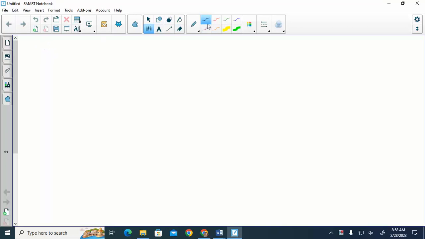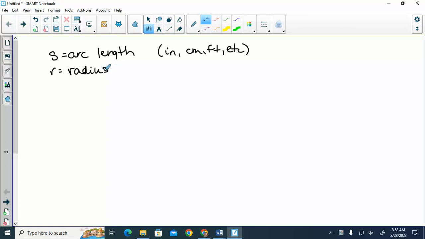So what is S? S is the arc length. Okay, it's a distance on the outside of the circle. So it'll always be something like inches, centimeters, feet, and so forth. Just a linear measure. What is R? Radius. And it will have the same type of units.